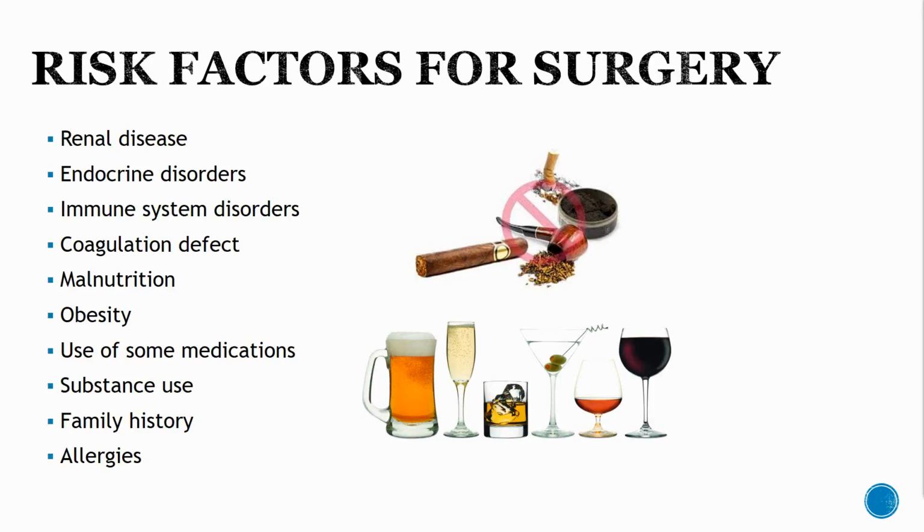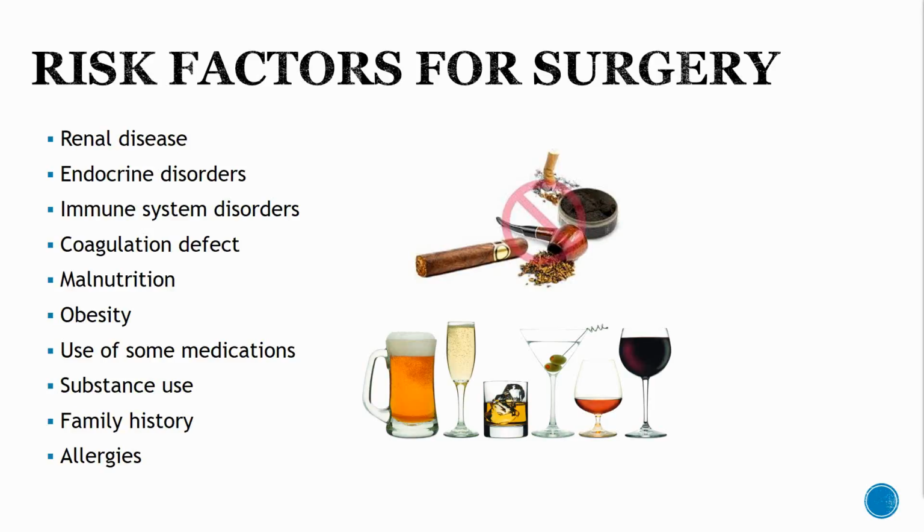Some of our endocrine disorders like hypo or hyperthyroidism, Addison's disease, Cushing's syndrome, these can all affect how medications are metabolized, and they can also cause electrolyte imbalances. Immune system disorders can make a person more susceptible to allergic reactions, and any immunocompromise can alter ability to heal after the surgery. Coagulation defects increase the risk for bleeding. Malnutrition can result in delayed healing. Obesity has an impact on anesthesia, on elimination, and on wound healing.